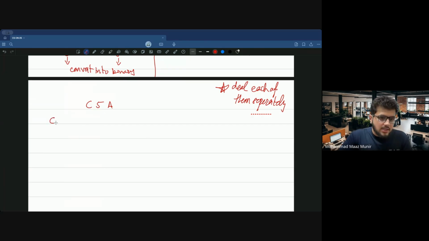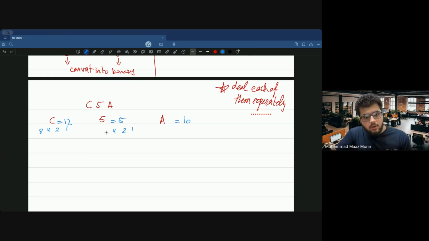I'm going to be writing a C up here, then a 5 up here, and then an A up here, right? Now what do I do? You have to find the corresponding binary value of each one yourself. So 1, 2, 4, 8. I know C is 12. 5 is going to be a 5. A is basically 10.